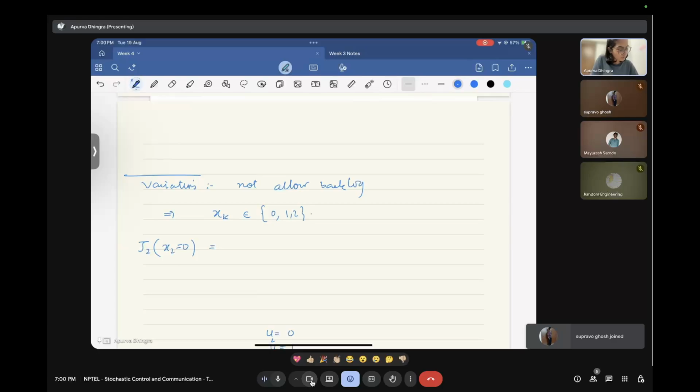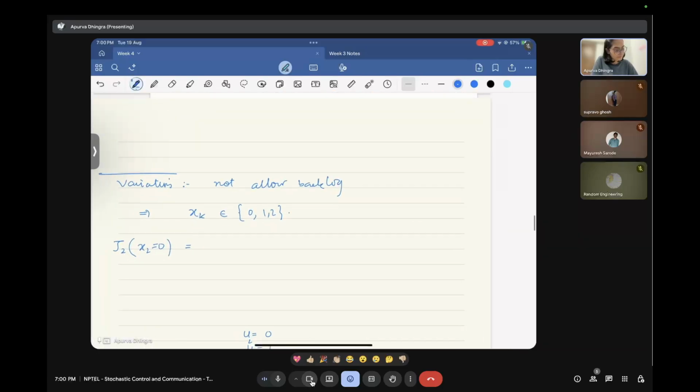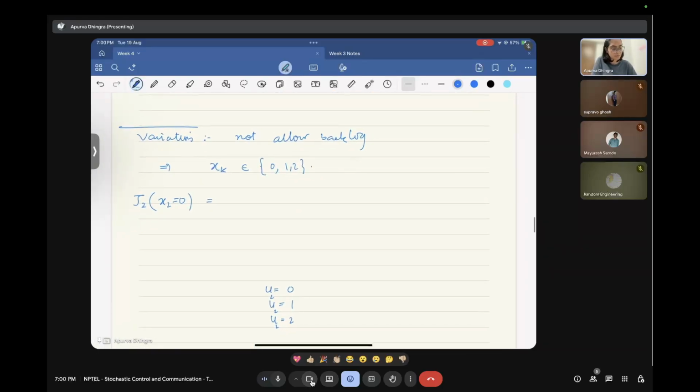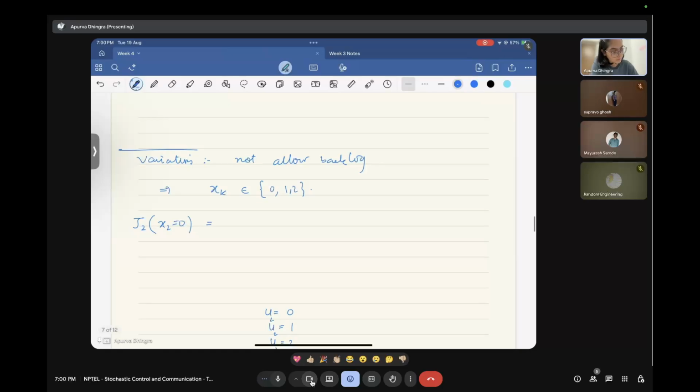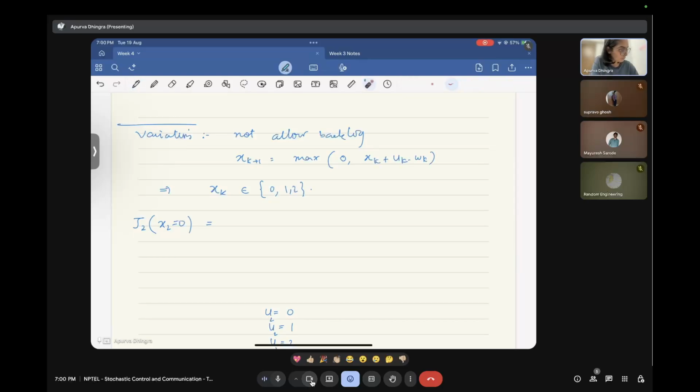Okay, so like I said, the variation that I am going to focus on is where backlogging is not allowed, which means the dynamics of the problem is slightly changed. Now the dynamics is xk plus 1 would either be 0 or this one, xk plus uk minus wk. This would only be taken when this value is positive.